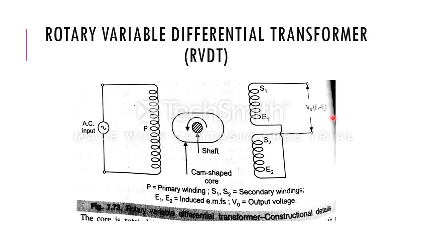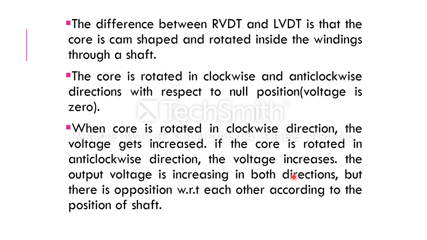So E1 will be greater than E2, and if we rotate this camshaft in the anti-clockwise direction, then E2 will be greater than E1. So in both cases, one voltage will be greater than the other voltage in the secondary coils, depending on the position of the shaft. The increase is in both directions, but they are opposed to each other according to the position of the shaft. This is the working which I have put in this slide. Just go through this slide.